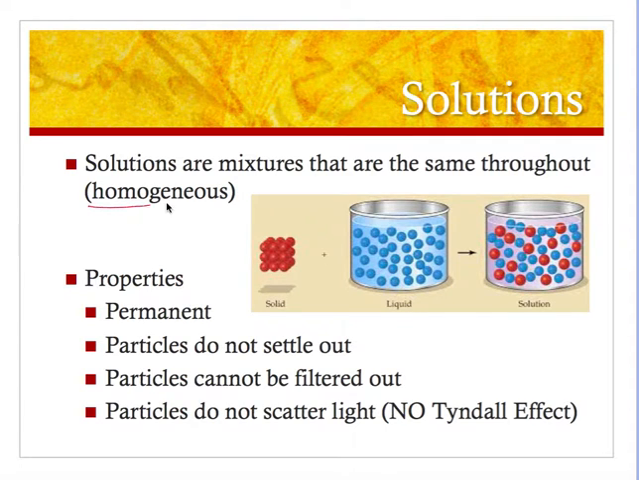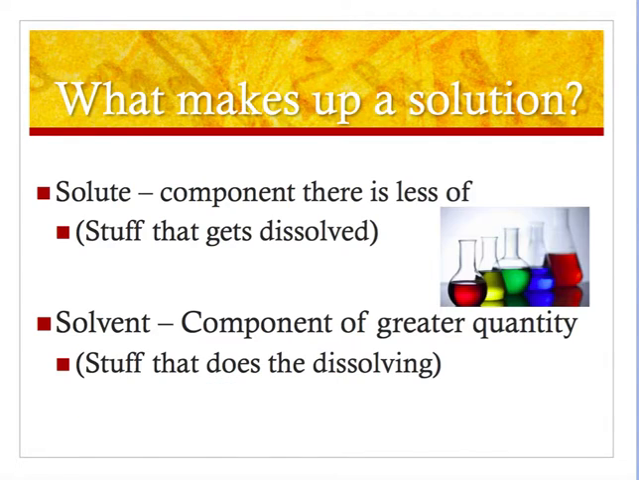We call these homogeneous mixtures. A homogeneous mixture is a solution. Some properties, some things that make them solutions: they are permanent, meaning this one word sums up the next two, which means they don't settle and they cannot be filtered. So you have the same mixture regardless of whether you let it sit for 3 days or if you filter it out 4 times. And lastly, they do not scatter light. This is called the Tyndall effect. So they don't scatter light, which we'll show you in class.